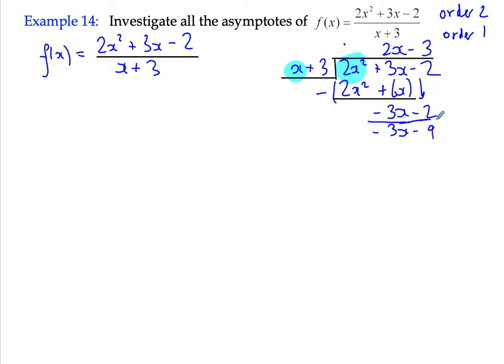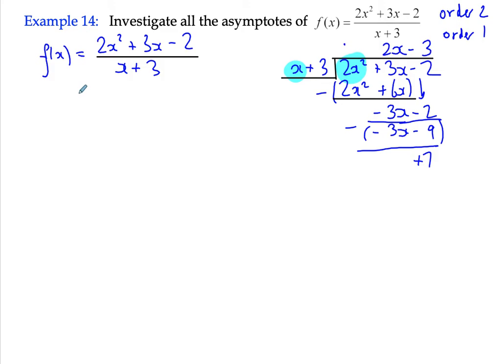Okay, and we want to subtract that, and we end up with negative 3x subtract negative 3x is 0, negative 2 subtract negative 9, negative 2 add 9 is positive 7. Okay, so that's my algebraic long division technique. We have a separate topic on that, partial fractions, where I go over that if you are not sure.